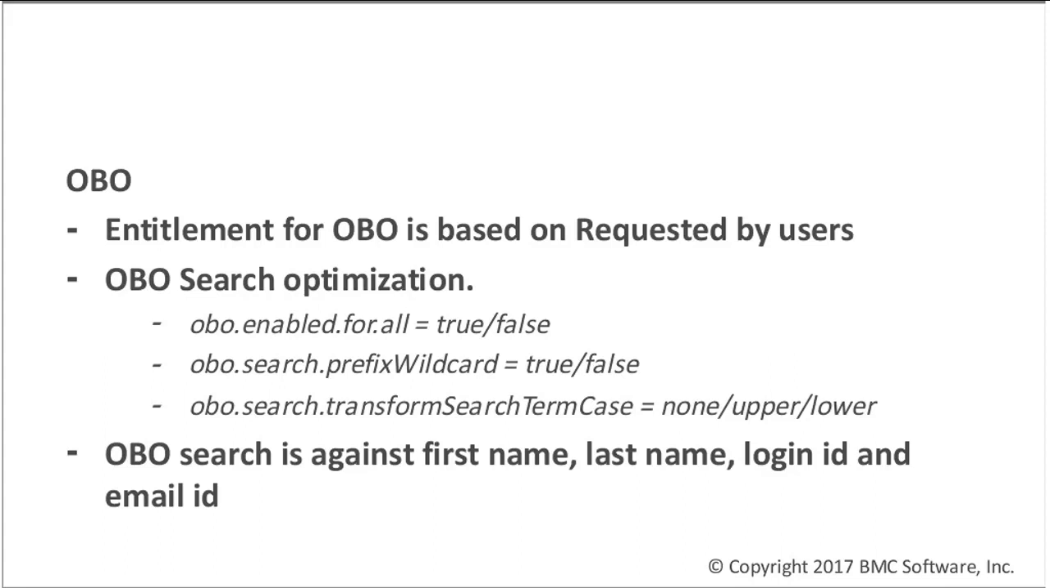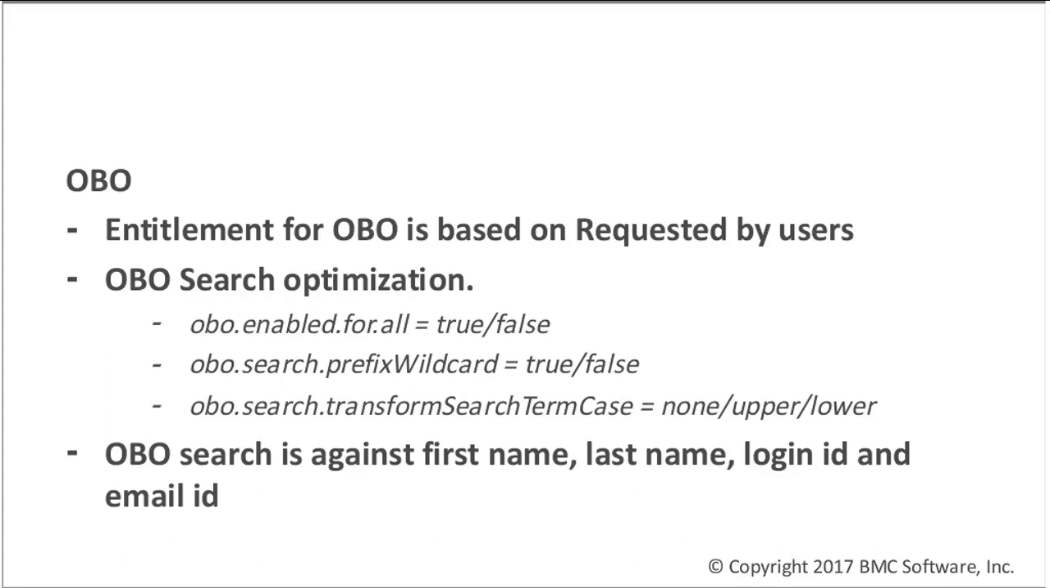But again, keep in mind that this rule is only applicable if you have a rule in your organization which says that anybody can submit on behalf of anyone. If not, then you will have to set this to false, and by default it is set to false. The other rule is for the wildcard search. If you want to enable wildcard search on OBO, you'll have to set the property OBO search prefix wildcard to true. This is also false by default.